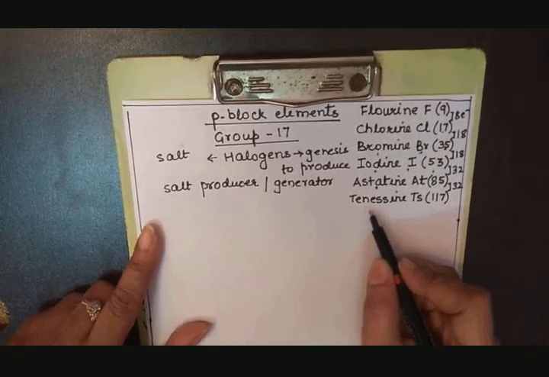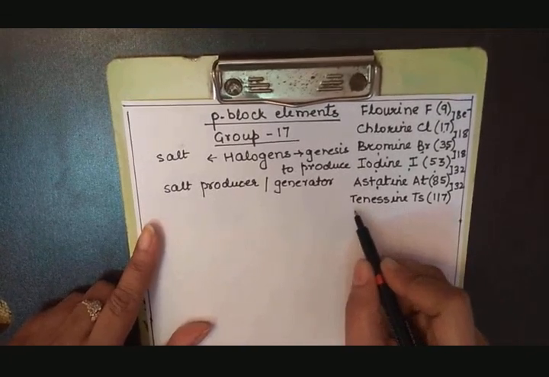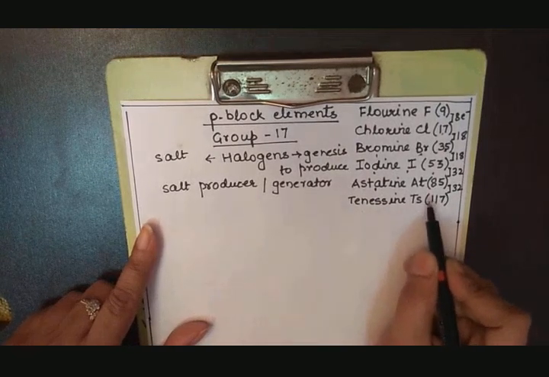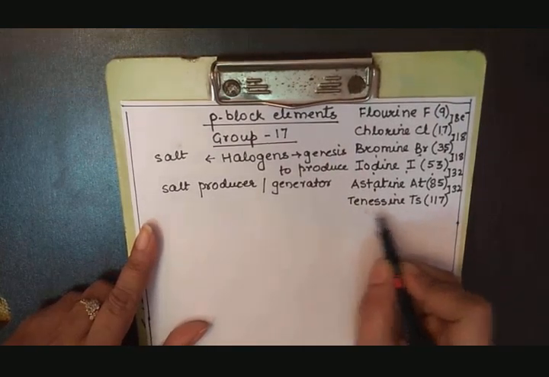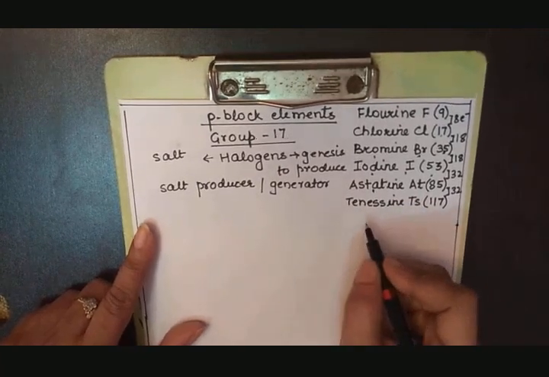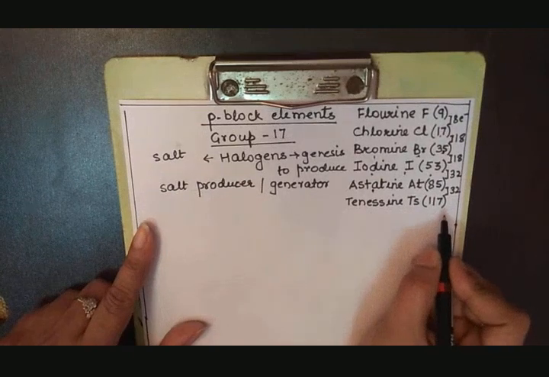Then the last member is tennessine. Actually, it recently got its name. The element of atomic number 117 recently got its permanent name, tennessine. Earlier, it was known by its temporary name, that is ununseptium.